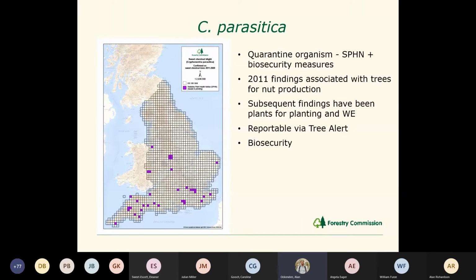The best way to report this is via Tree Alert again. And one of the best things that anybody can do, with anything that I'm going to talk about today and tomorrow, is putting in place good biosecurity measures. That's one of the best things to break transmission cycles: thinking about your biosecurity protocols, how you're arranging your work, and also the physical biosecurity of equipment and boots and things as well.